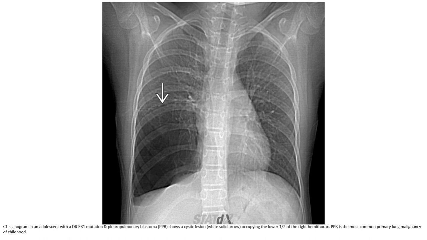This is a scanogram in an adolescent with a DICER1 mutation and pleuropulmonary blastoma. So, a cystic lesion occupying the lower two-thirds of the right hemithorax. Pleuropulmonary blastoma is the most common primary lung malignancy of childhood.